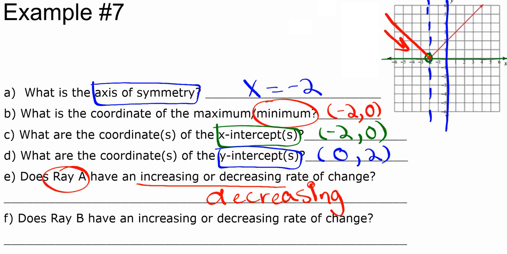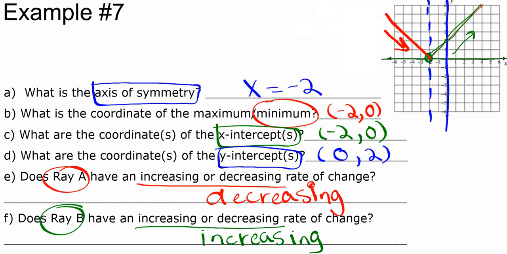Next, I'm going to take a look at ray B, which is going to be the second part of my graph. Ray B, when I read it like a book, is going up. So it is going to have an increasing rate of change. And there you have the key features of the absolute value graph.